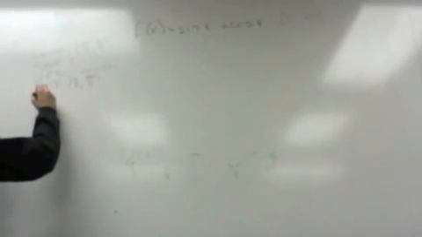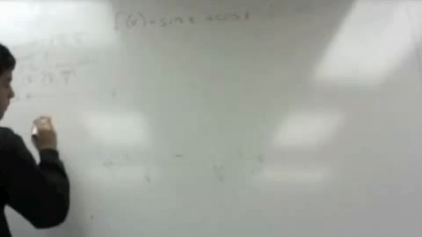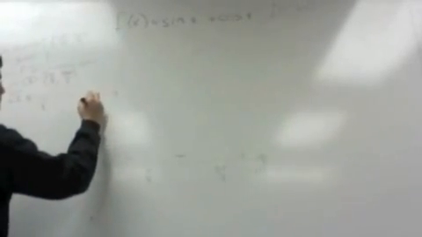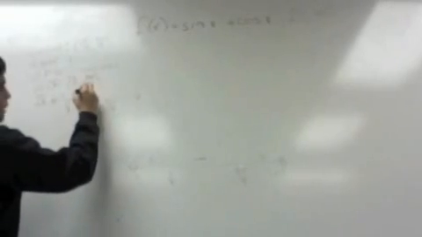So here we have the number line, pi fourth and 5 pi fourth. So it's positive, negative, and positive.